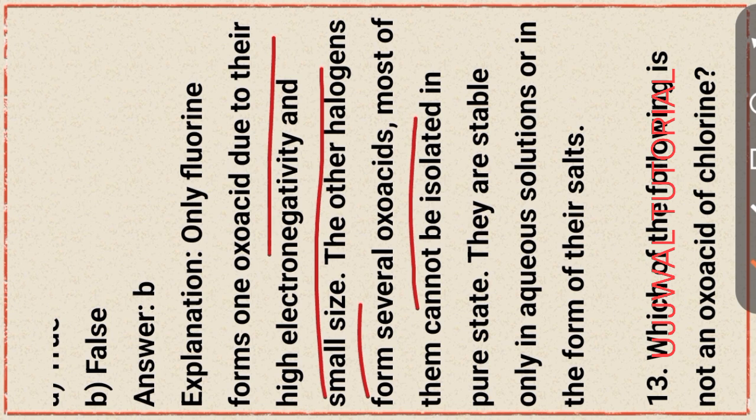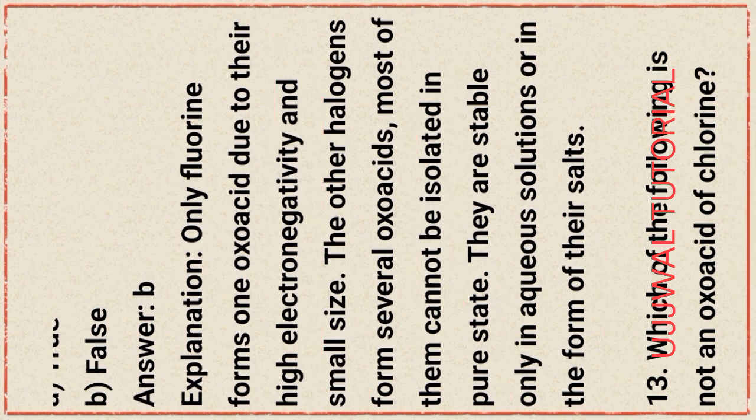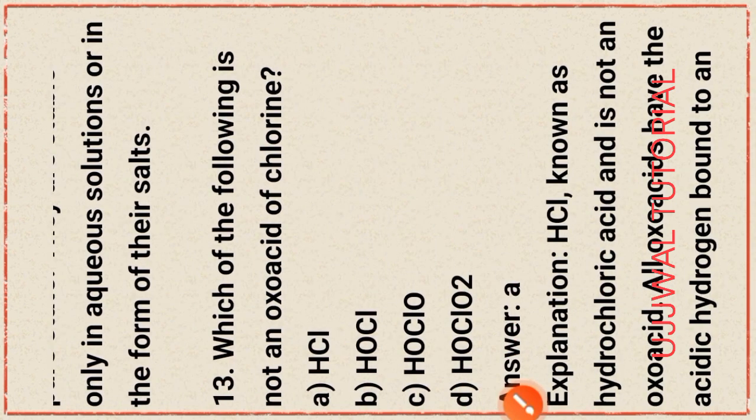Most of them cannot be isolated in the pure state. They are soluble only in aqueous solution or in the form of their salts. Okay, next question, question number 13. Which of the following is not an oxo acid of chlorine?